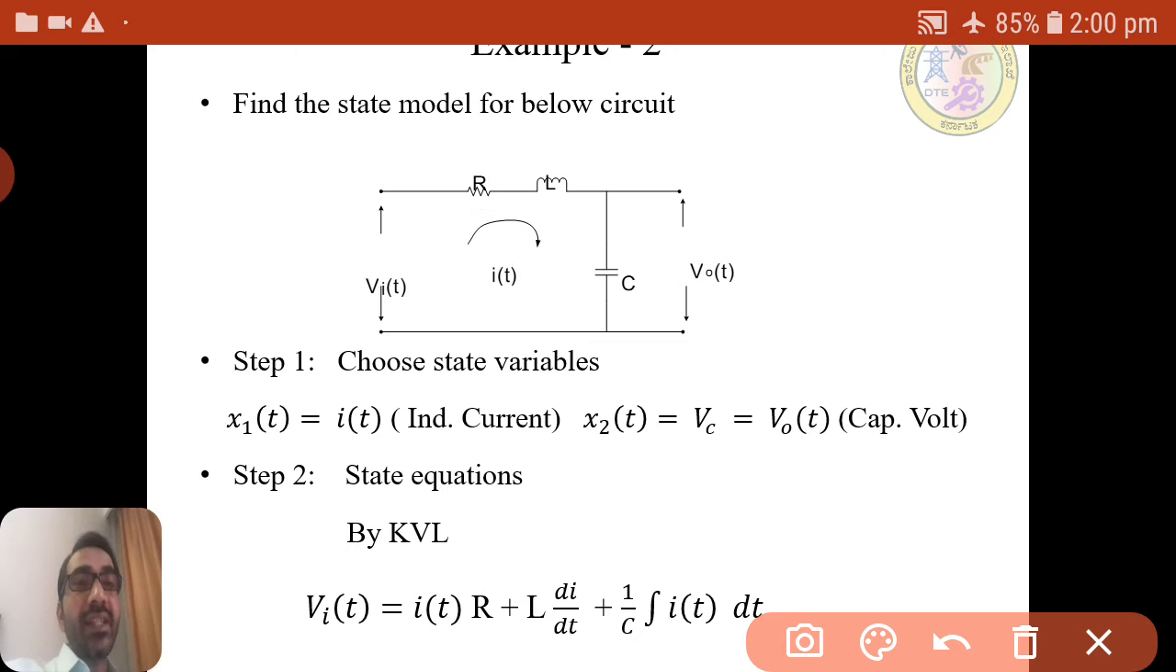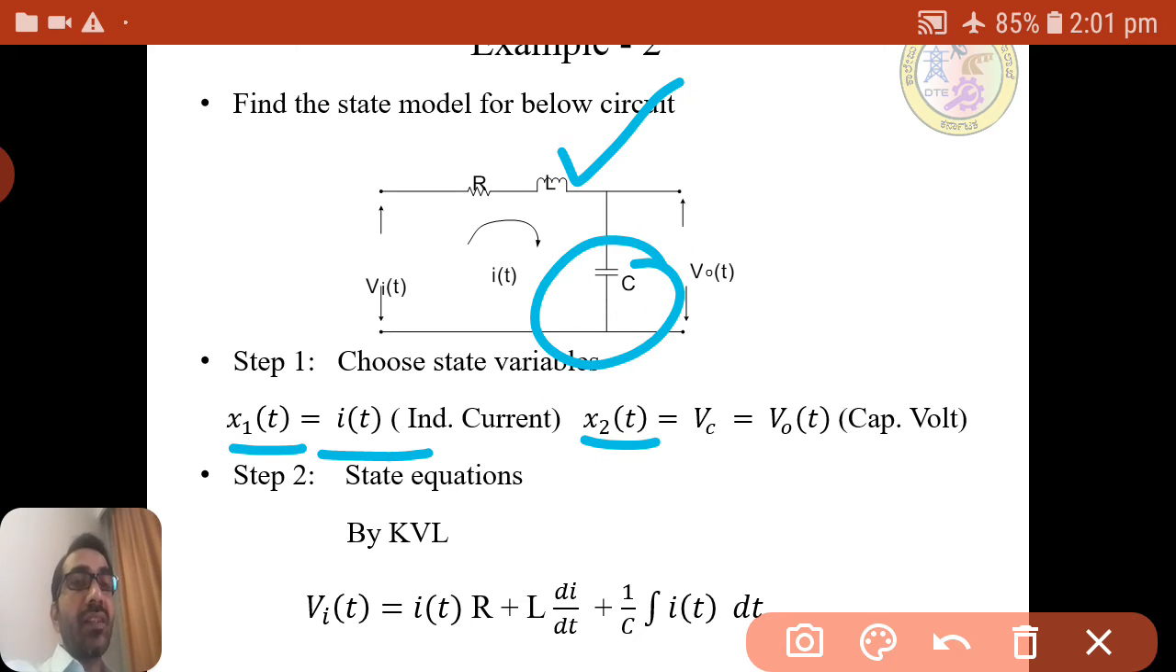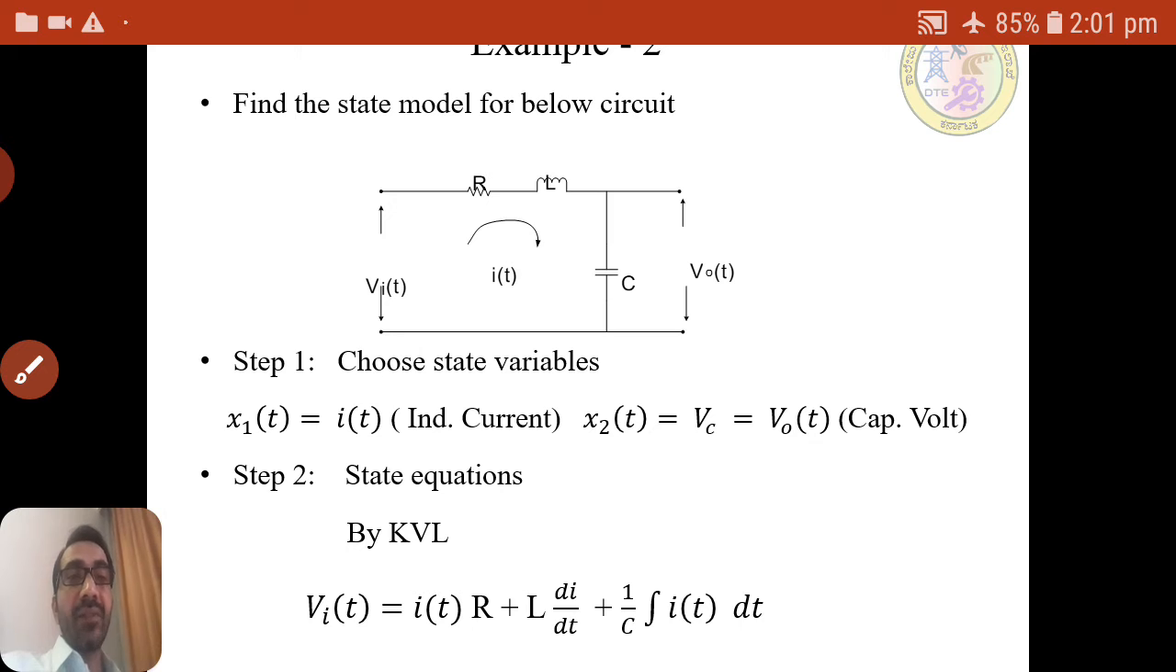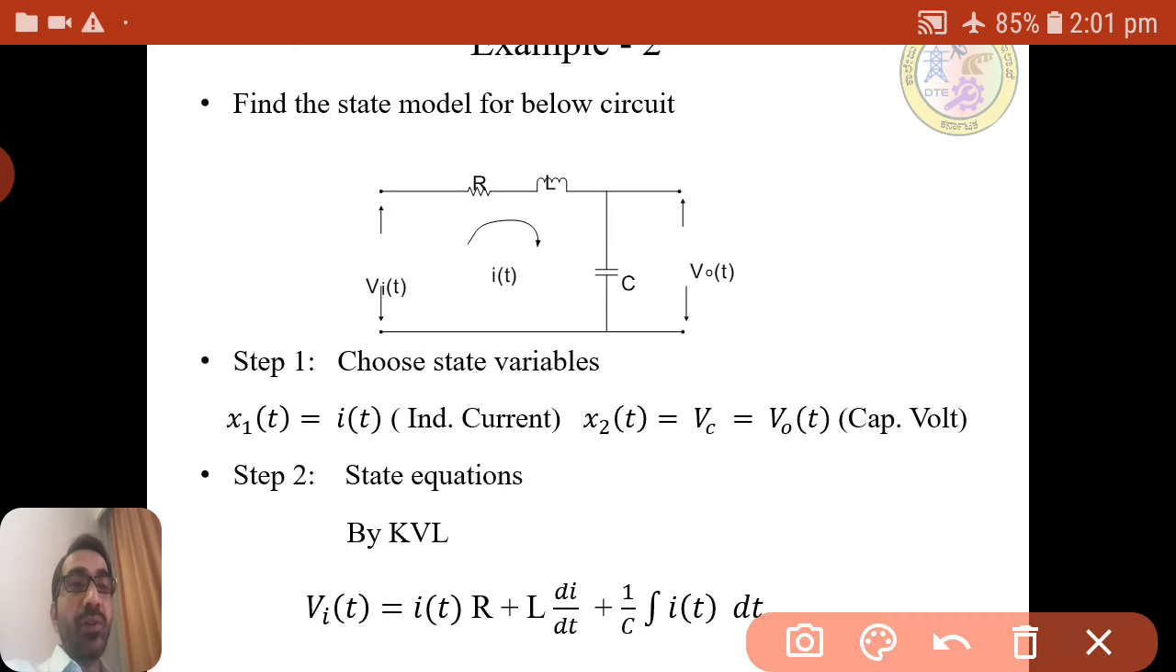Here the state variables we consider again as I of t, the current flowing through the inductor, that is x1 of t, and x2 of t as the voltage across the capacitor Vc. The same thing we can also give as V naught of t, as we can consider Vc as V naught of t. So these are the two state variables. Then in step 2 we need to apply KVL and KCL. So now we apply KVL.